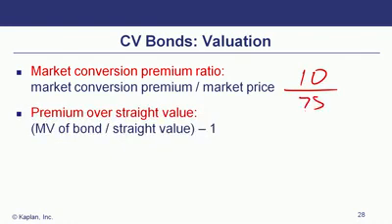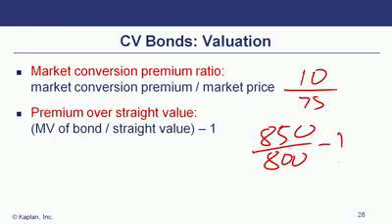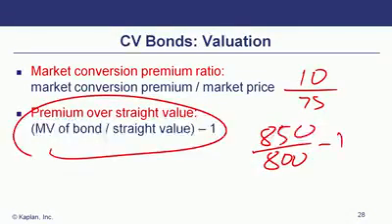And then the premium over straight value, that's the market value of the bond. Okay, so we said that's 850 divided by the straight value of the bond, 800, minus 1. So what sort of premium are you paying here? These are just metrics that you would look at, like if you're valuing stock, you'd look at dividend yield and price to earnings and all that sort of stuff.